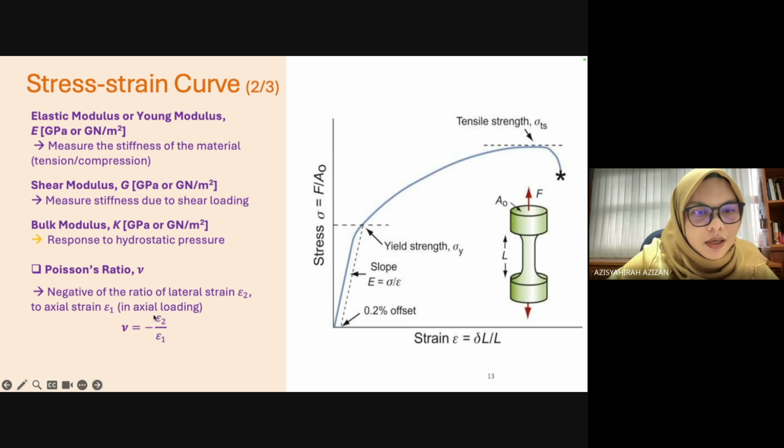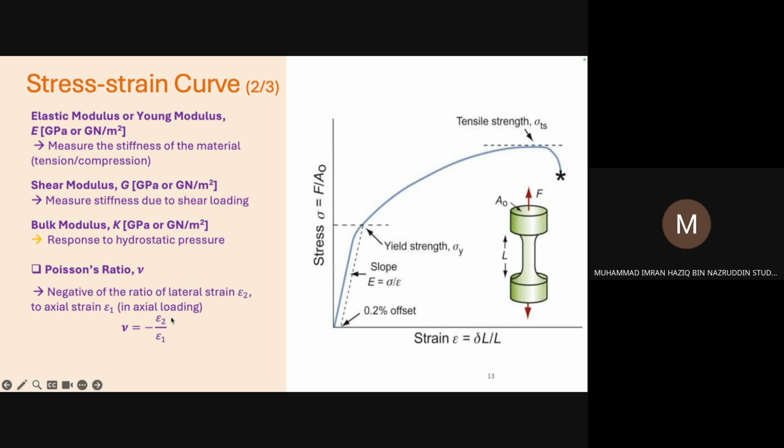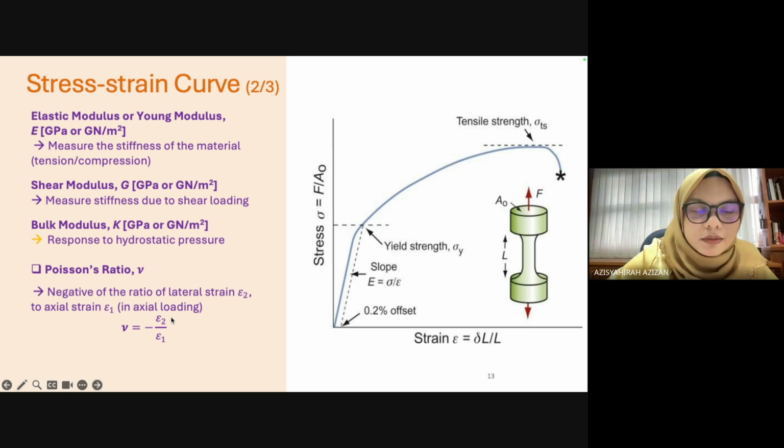No, this is not gamma. What is this? Epsilon. Epsilon 2 over epsilon 1 with a negative sign. So this is the Poisson ratio. All these are the important properties of a material, right?